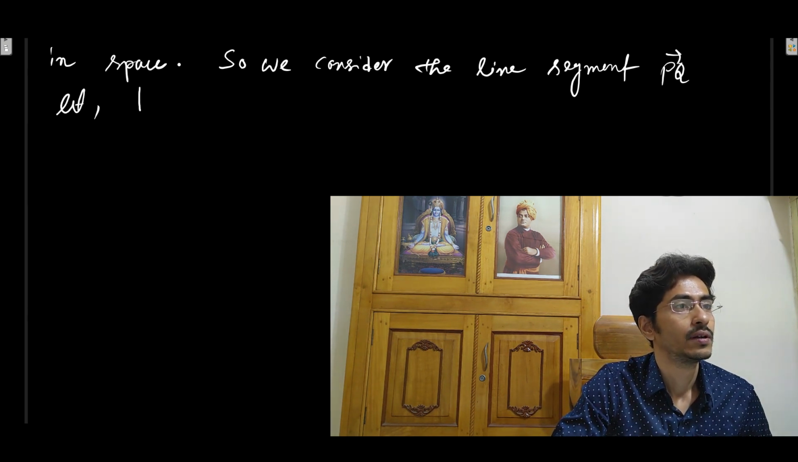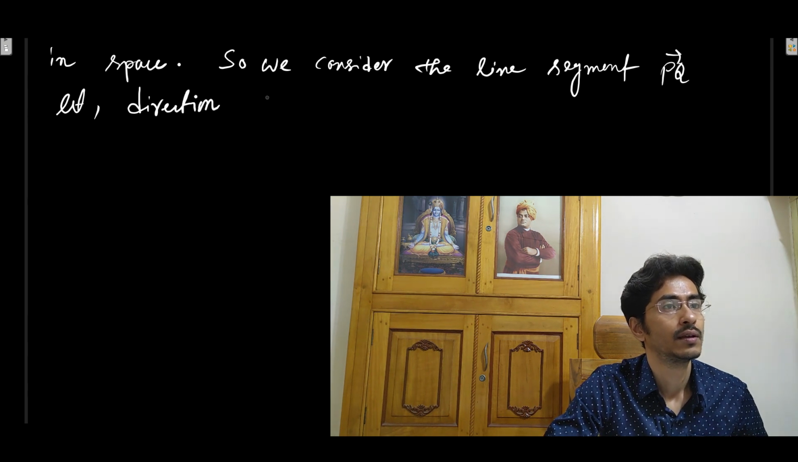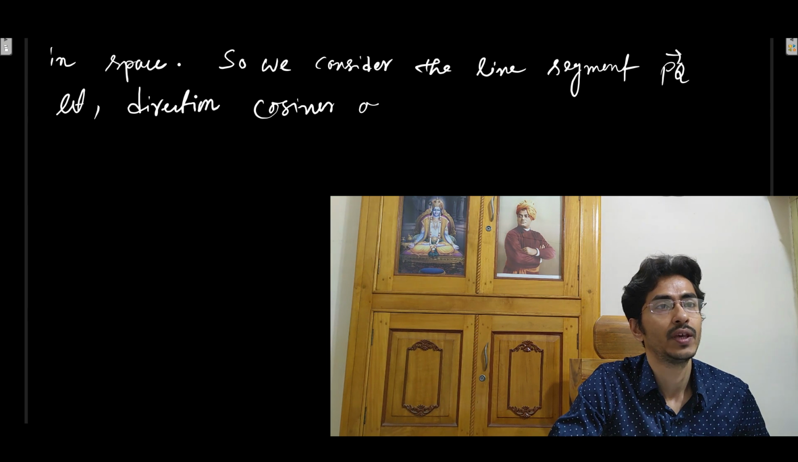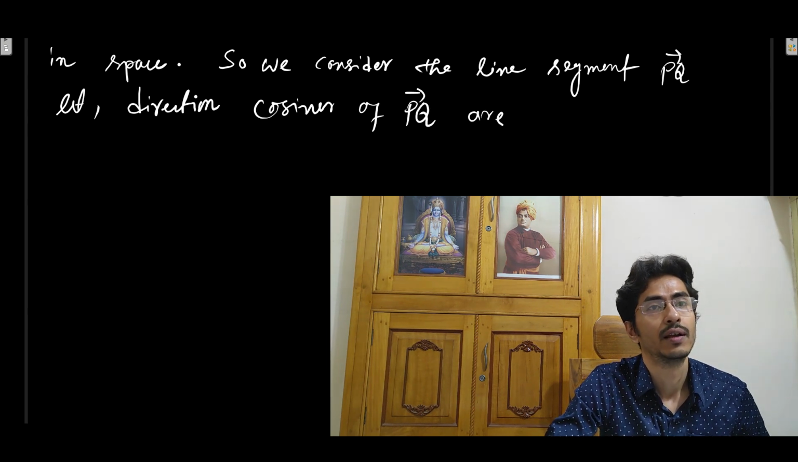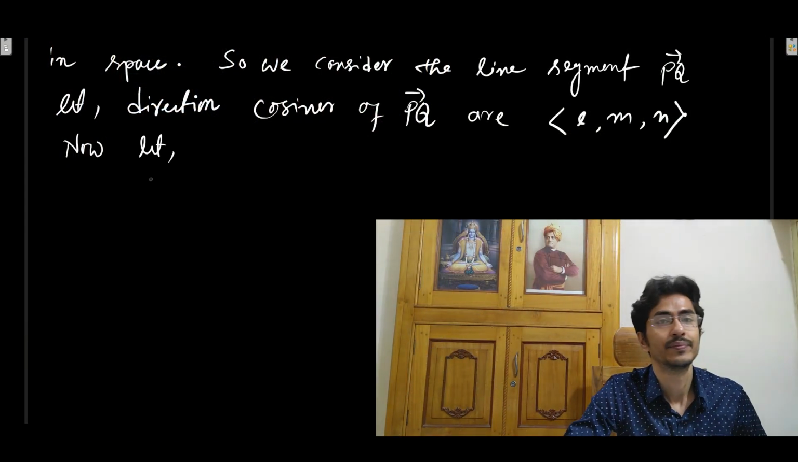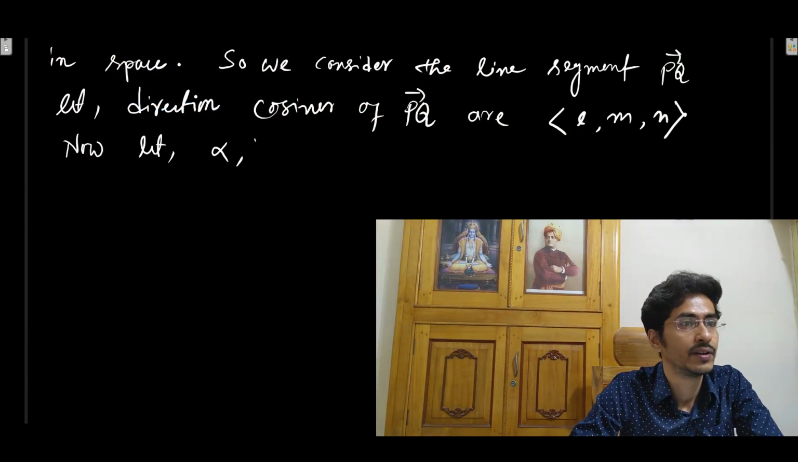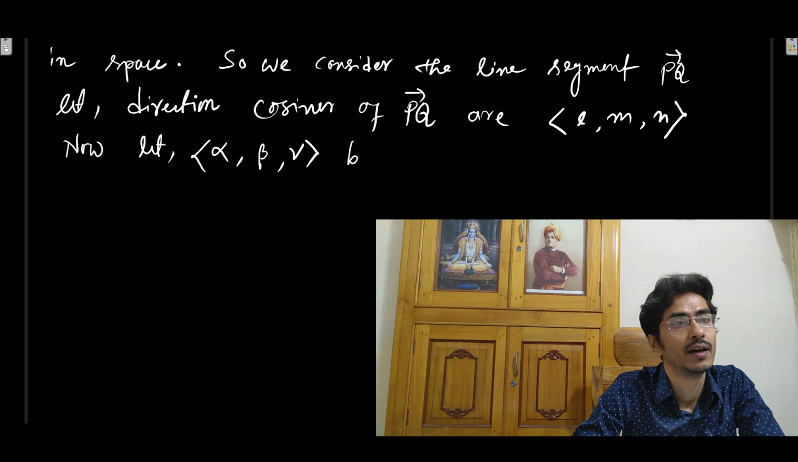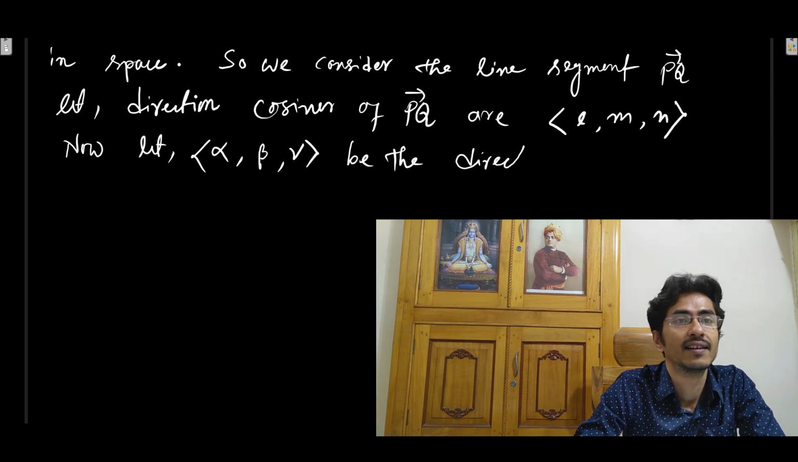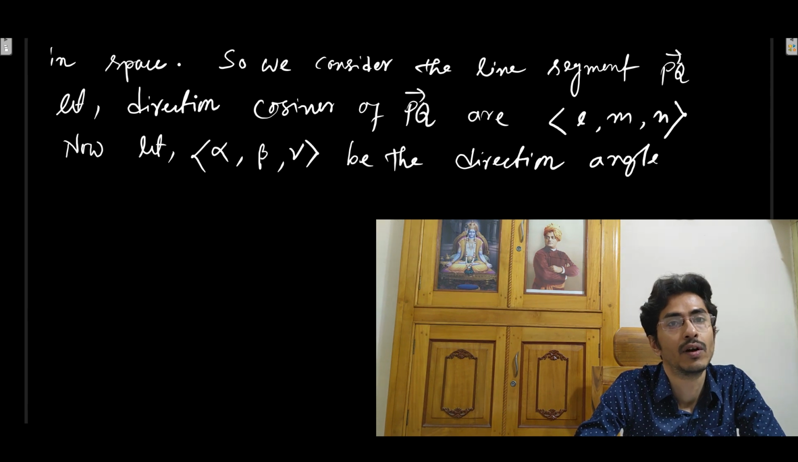Let the direction cosines of PQ vector be L, M, N. So we have to derive the direction cosines L, M, N. Now let alpha, beta, gamma be the direction angles of the directed line segment PQ vector.